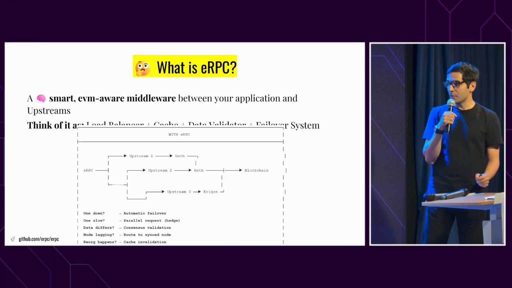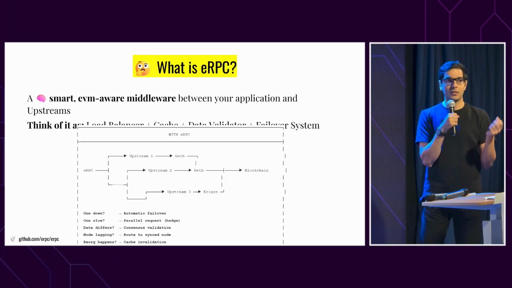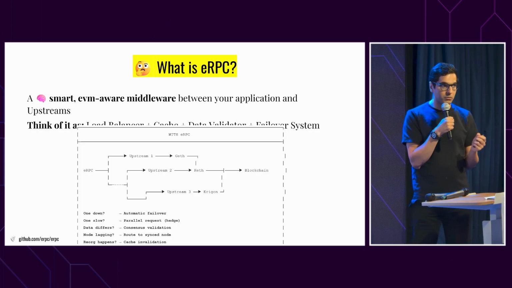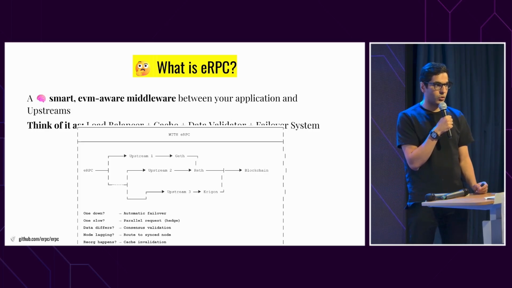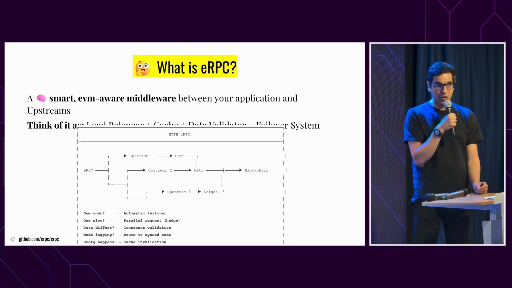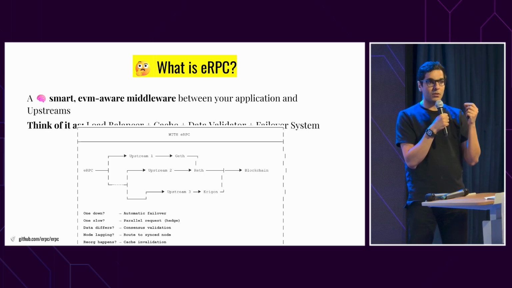So you can think of eRPC basically as a load balancer, a caching tool, a data validator, a failover system. For example, if one of your nodes is down, no problem, eRPC just handles it through automatic failover. Or what if one of my nodes is slow? Okay, eRPC has a hedge mechanism. It sends multiple parallel requests to the nodes, and the first response we get, we accept that, and we cancel all the others.